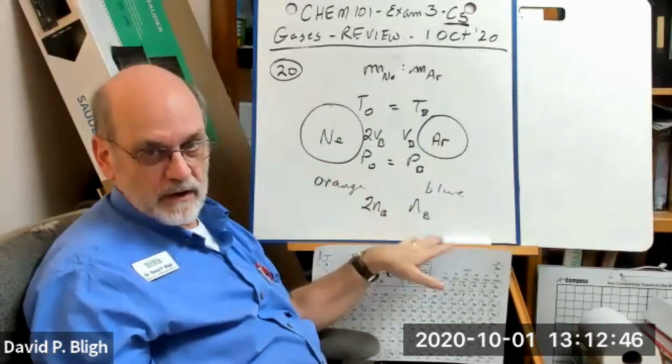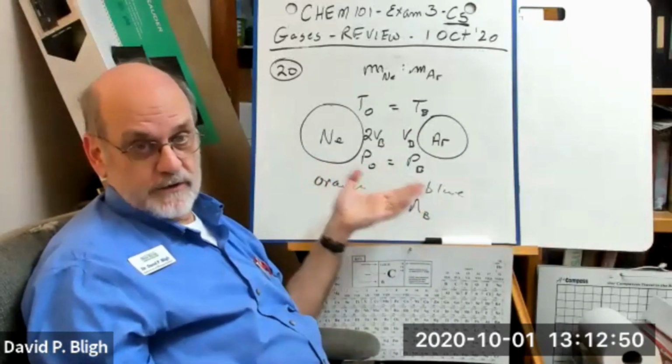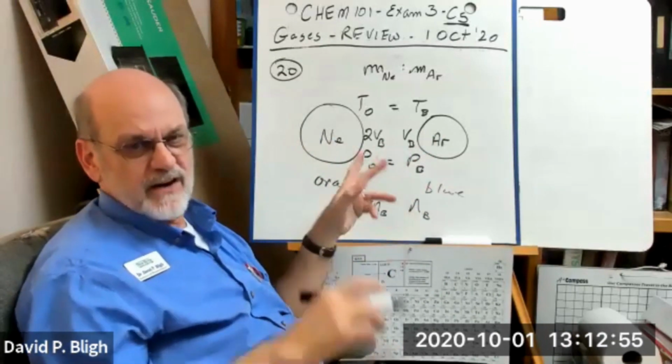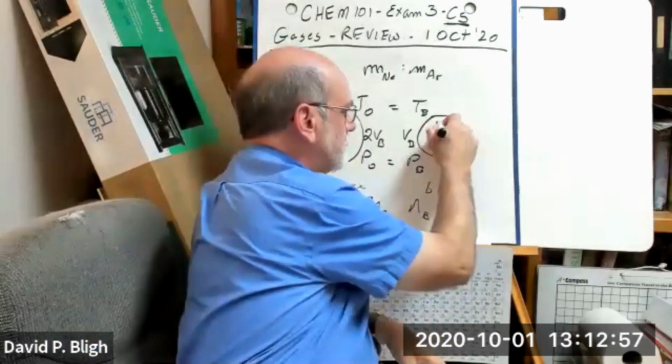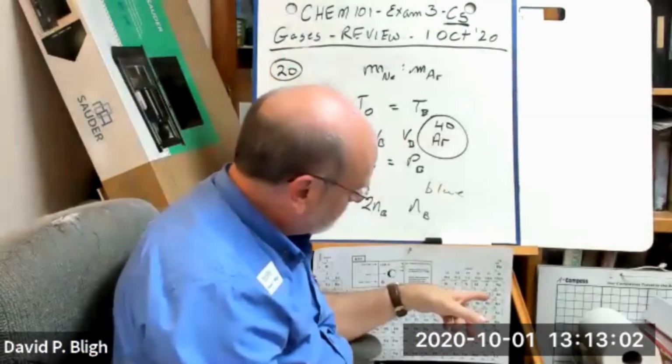We have to use our periodic table. Because how do you get to mass from moles? Molar mass. So what's the molar mass of argon? Well, we looked at it earlier, it's about 40. What's the molar mass of neon? Check it out. It's about 20.